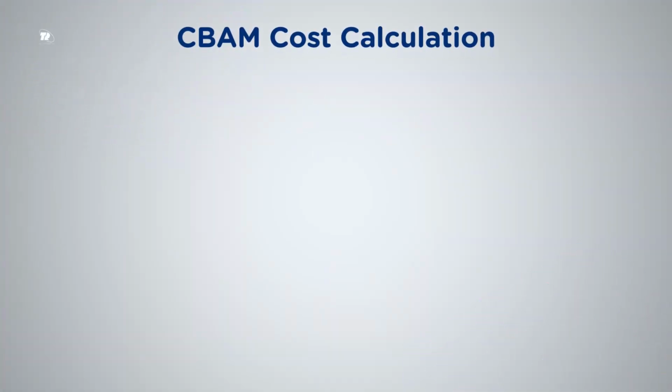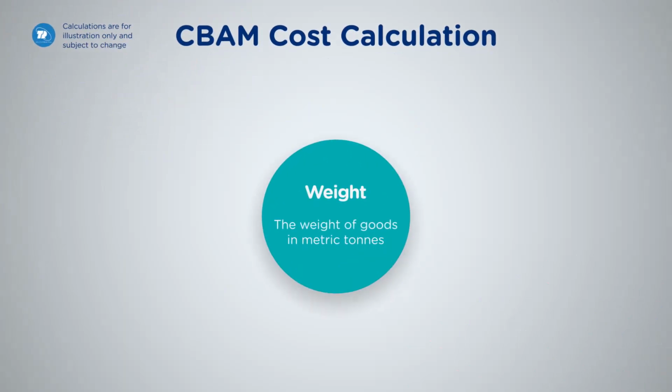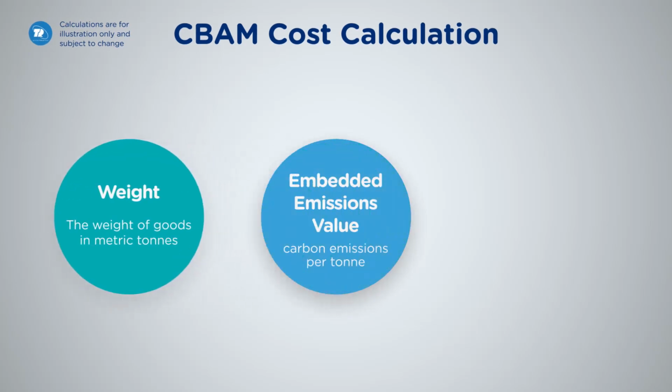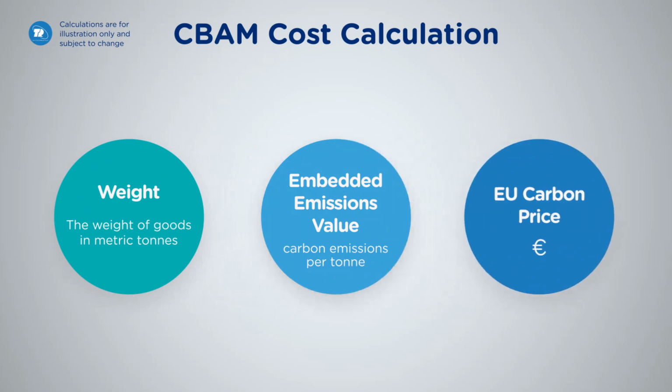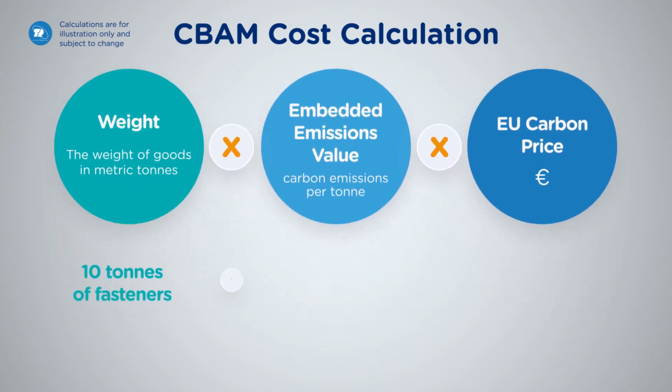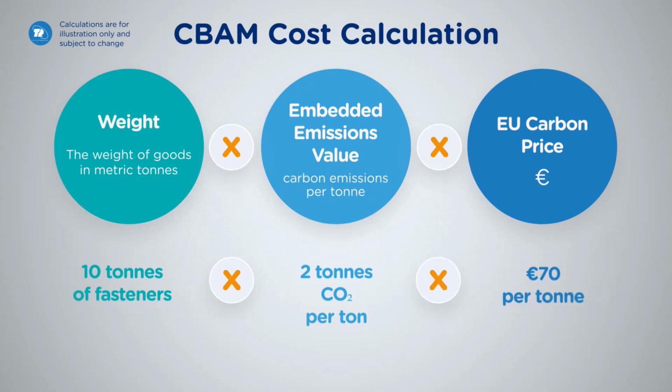CBAM cost calculation depends on three main factors: the weight of the goods in metric tons, the embedded emissions value, carbon emissions per ton, and the EU carbon price measured in euros per ton of CO2. The basic formula is weight times the emissions value times the EU carbon price. For example, 10 tons of fasteners times 2 tons of CO2 per ton times 70 euros per ton equals 1,400 euros.